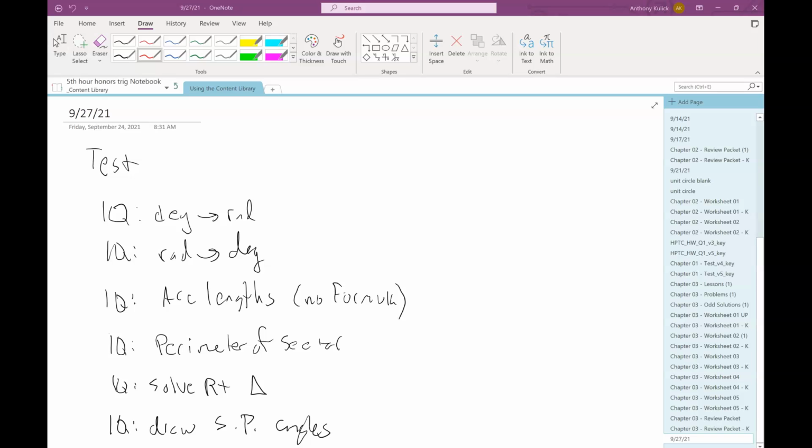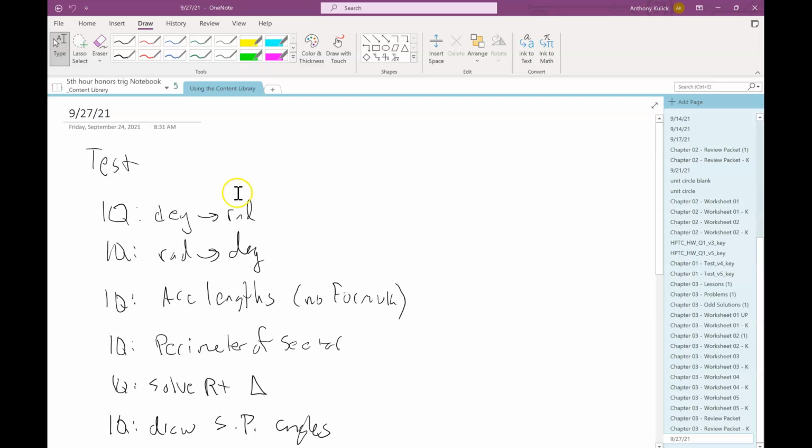A few minutes here to start. Let's talk a little bit about the test format, what to expect. So this is all up in OneNote, so you don't really need to write any of this down if you don't want to, but whatever you want to do is fine with me.